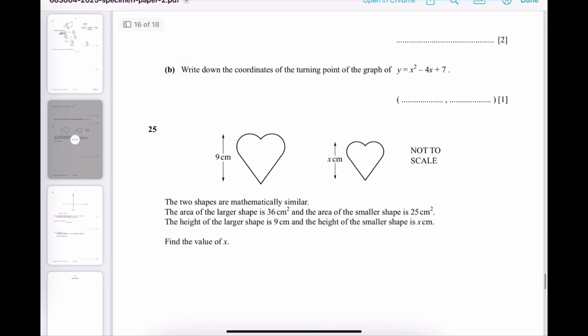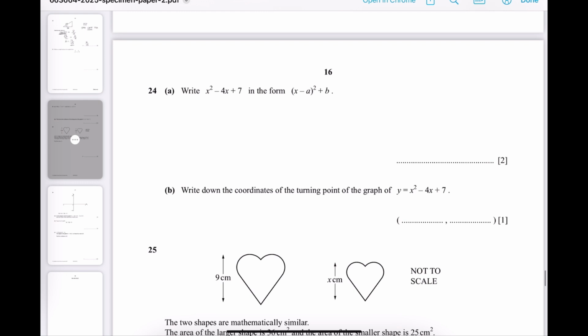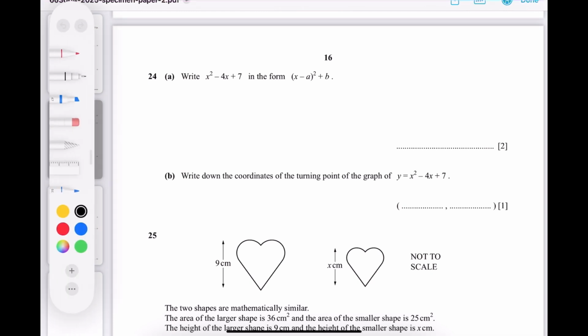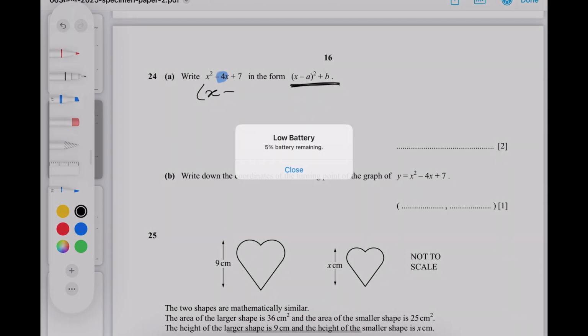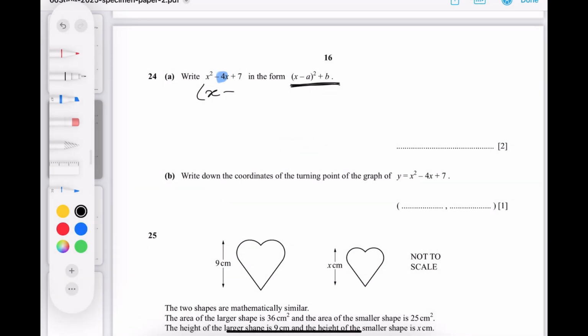Okay, now write this in completed square form. This is completed square form. So the way we do this is we write x here. To calculate a, all you do is divide this number here, negative 4, by 2. So it's x minus 2 squared.